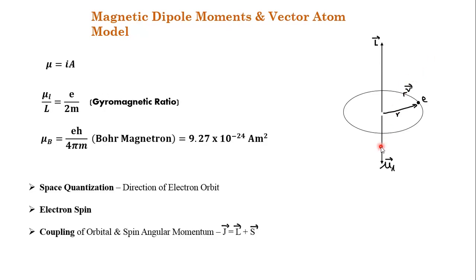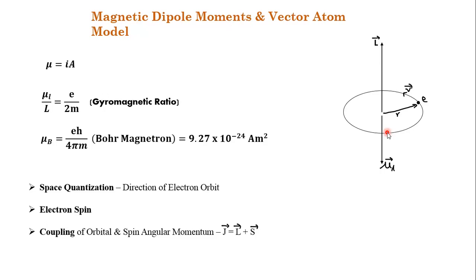Suppose an electron is revolving in a circular orbit of radius r with velocity v. Then, due to the negative charge of the electron, the orbital angular momentum vector L will be directed opposite to the magnetic dipole moment mu L. We can derive the orbital magnetic dipole moment from the relation mu equals I a, because when an electron revolves in a circular path, it results in a current, and a current loop results in the formation of a magnetic field. As a result, we have a magnetic dipole moment.